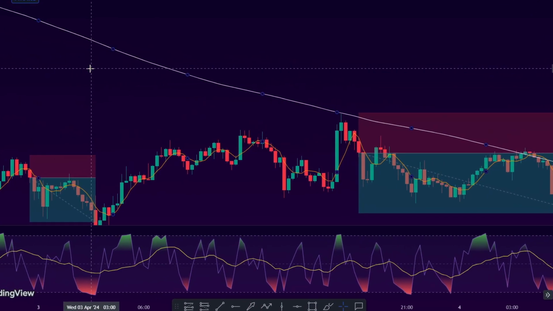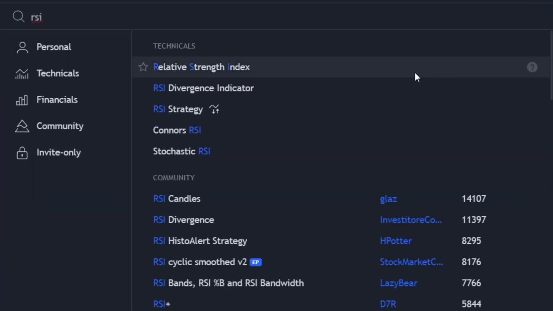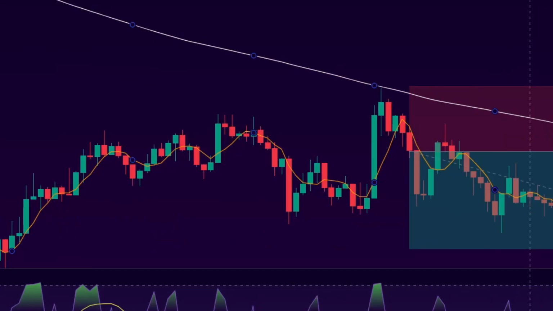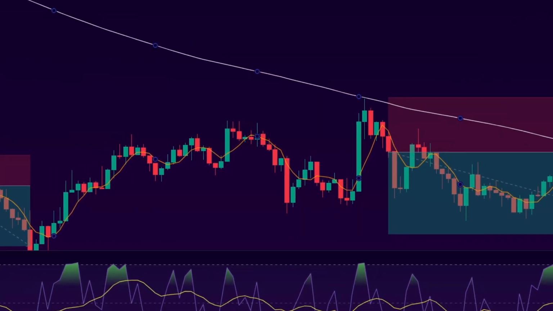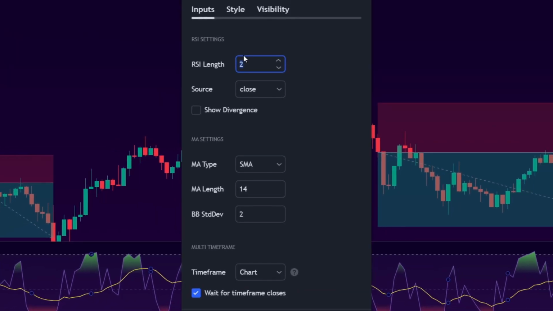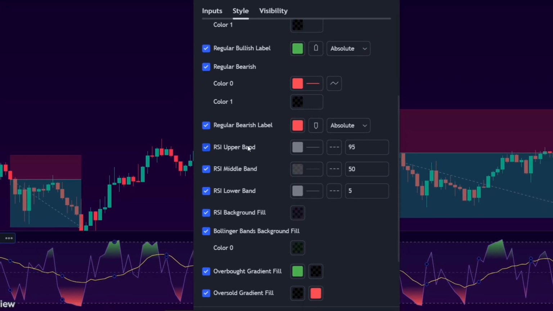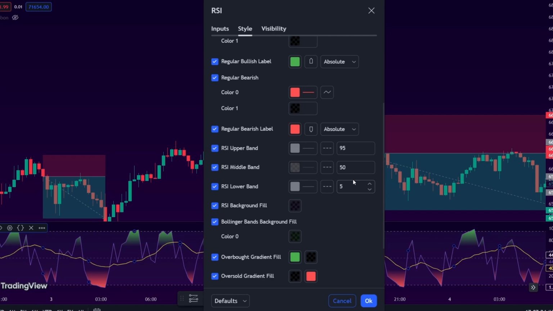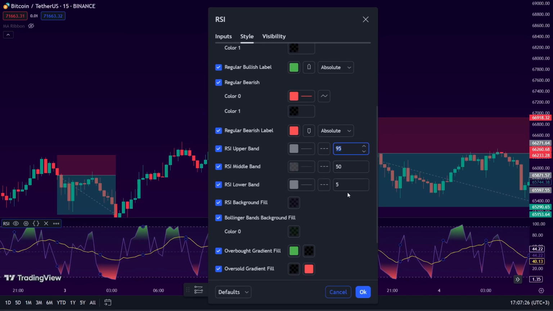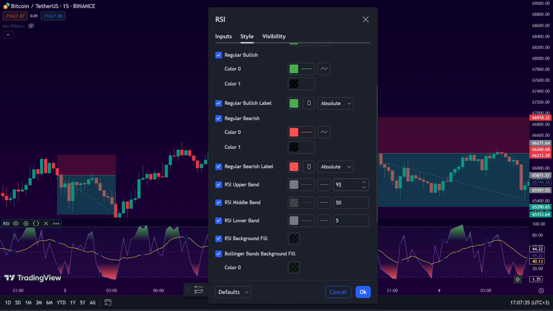To find the first indicator, we go to the indicators tab and write RSI. This indicator. After adding this indicator, we need to adjust its settings. It was 14, we made it 2, and in the style section, the upper band and lower band were 70 and 30. We make the upper band 95 and the lower band 5. That shows extremely overbought and oversold areas.